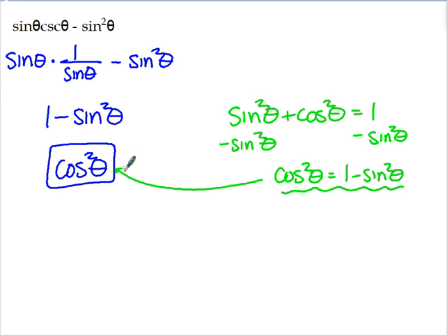Sometimes students make a little page that they write all their identities down on, and they like to write some of the manipulations down as well. So they might write cosine squared as 1 minus sine squared, or sine squared as 1 minus cosine squared. If you want to do that, you can write that with your Pythagorean identities to help you.